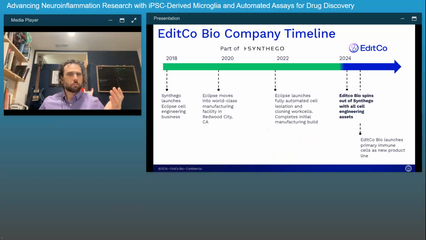So, with that said, who is Editco? If you're new to the genome engineering space, or if you're not new, we might be a new name for you. However, Editco in its current form has actually been around since about 2018, but it was under the umbrella of Synthego. In early 2024, the engineered cells and multi-guide reagents business actually spun out of Synthego to form this new entity, which is called Editco, which is who we are now.